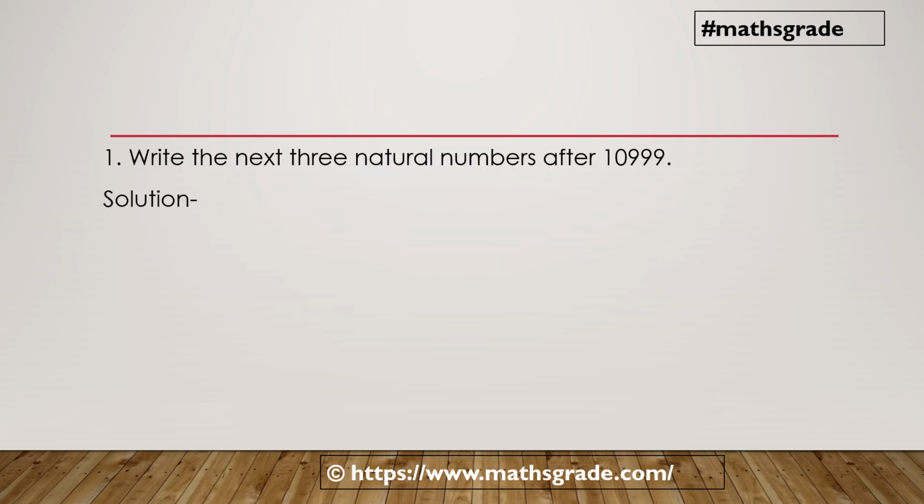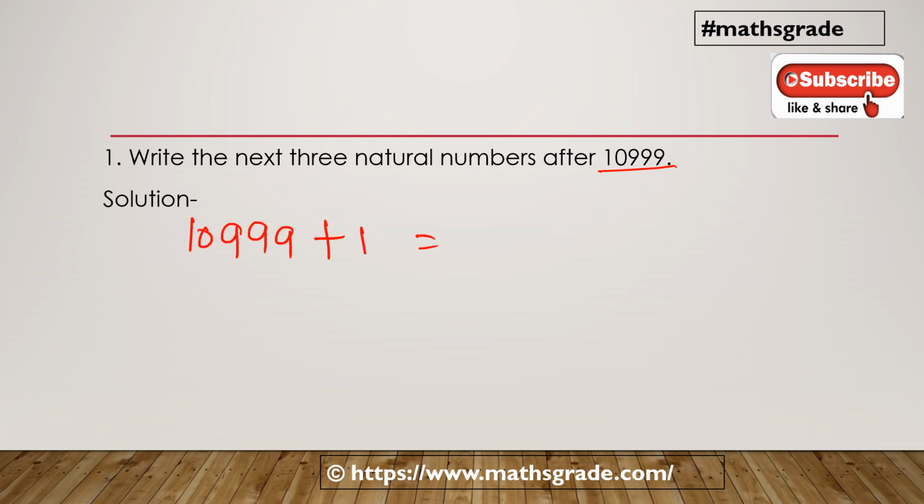Now question number 1. Write the next three natural numbers after 10,999. Natural numbers are counting numbers, and for the next number we have to add 1 to this number. That is the successor. Successor is the next number. So the successor of 10,999 will be 10,999 plus 1, that will be 11,000.